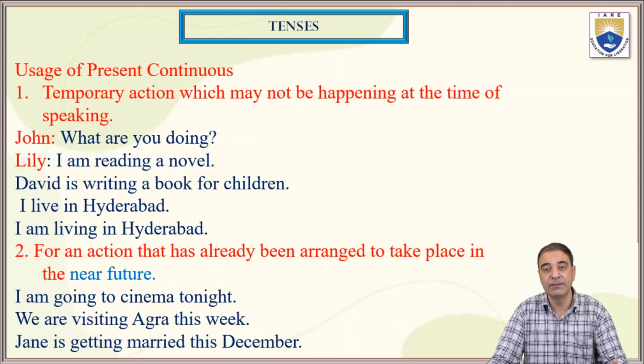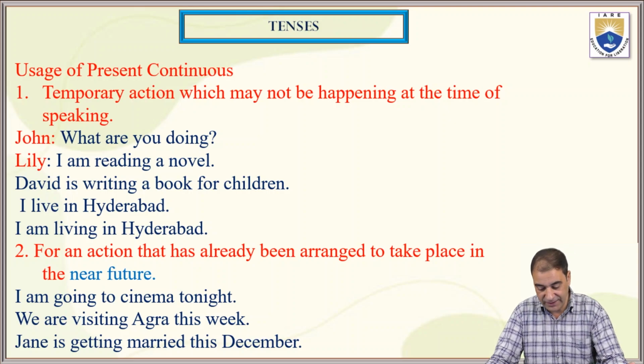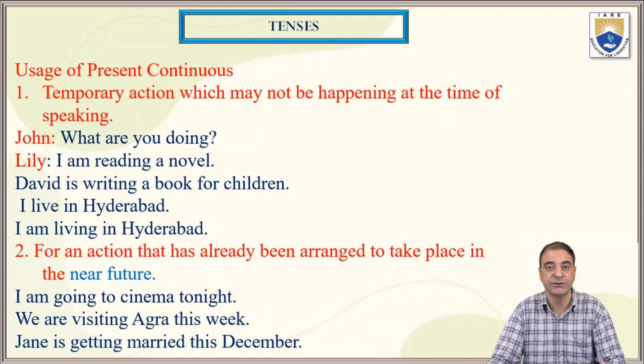Future actions which are planned. For example, here, I'm going to cinema tonight. And tonight is future. Right now, it's morning, and I'm talking about tonight. Okay? Tonight is, for me, future. And I'm saying I'm going to cinema tonight. When I say I'm going to the cinema tonight, it's a near future. And at the same time, this action is planned.